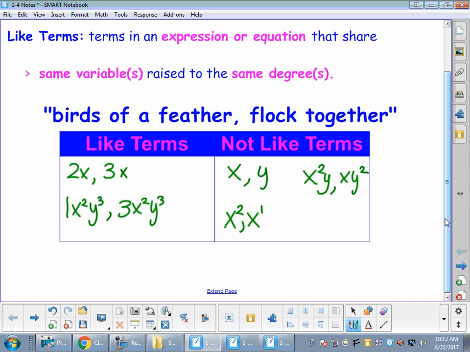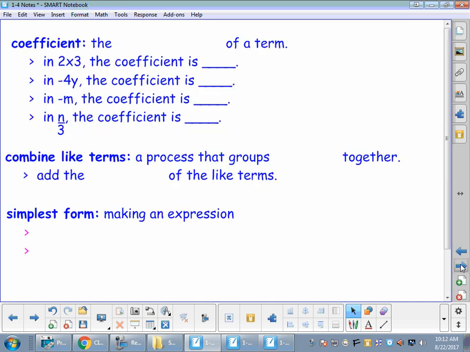Something else I forgot about and just remembered: xy and yx are like terms. They are the same variables raised to the same degree. They're just in a different order. So that's the lesson on like terms.